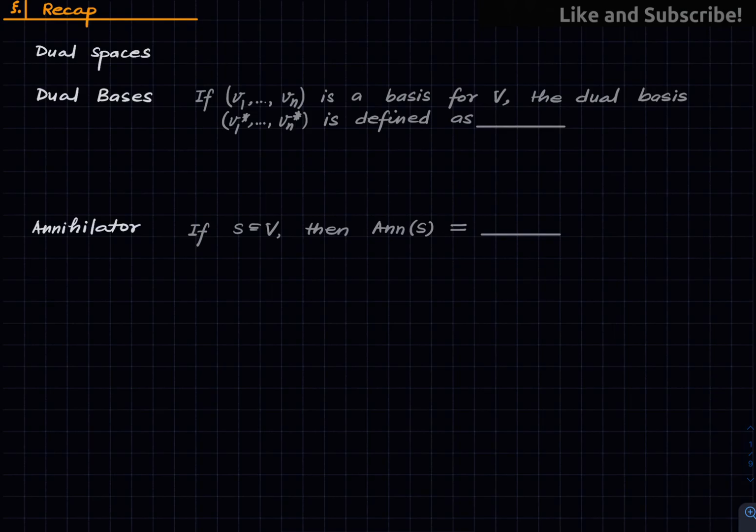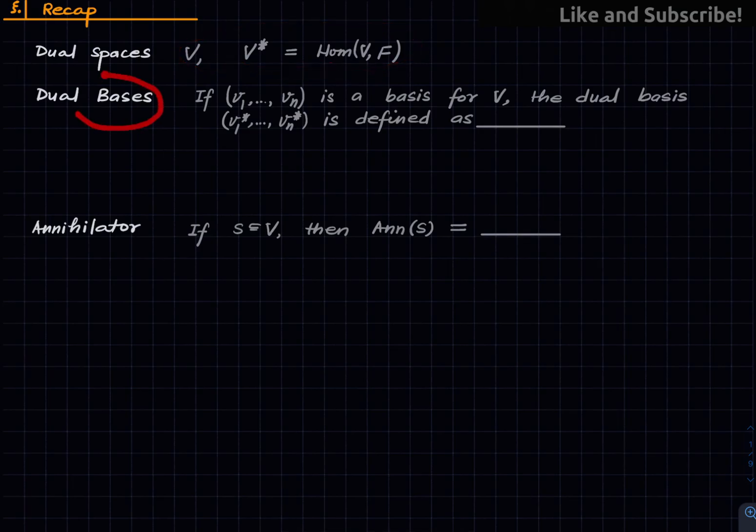So of course, we will need the notion of dual spaces. For a vector space V, the dual of V is written this way, and it is defined as all the linear maps from the vector space to the base field. And we have discussed this many times.